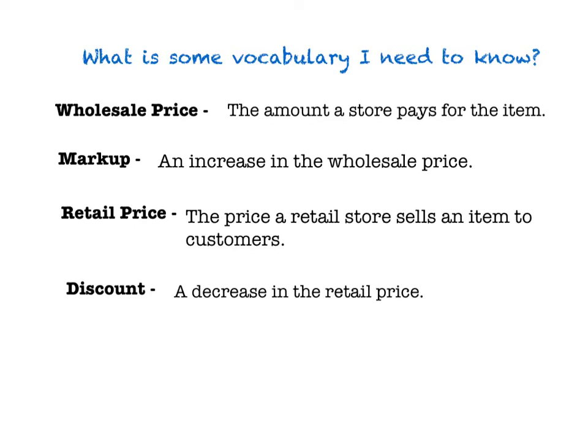The wholesale price, that is the amount that the store pays for the item. Then there's a markup, which is the increase to the wholesale price. The retail price is the price that the retail store sells an item to customers. And the discount is a decrease in the retail price.